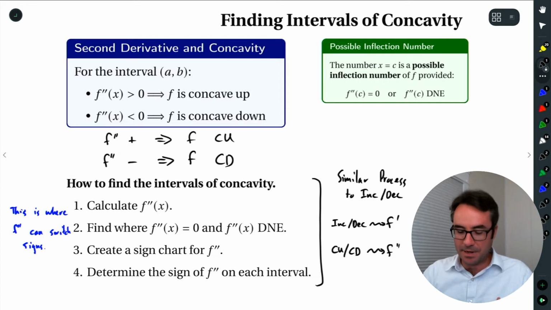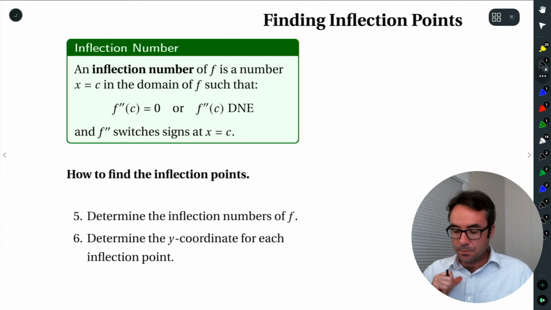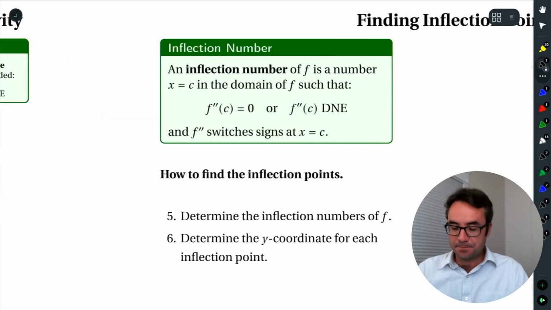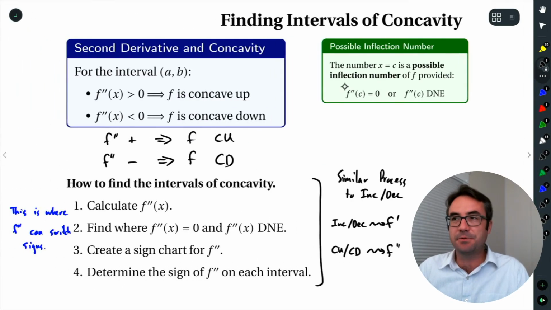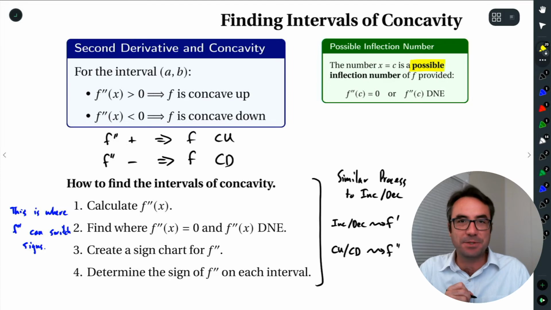So if you can remember this process, we're just repeating the same thing for the second derivative. So it's kind of nice. Okay, so with that in mind, we defined these possible inflection numbers, and the terminology here might be a little ambiguous. Possible, what does that mean? Well, we don't necessarily have an inflection point when the second derivative is 0.